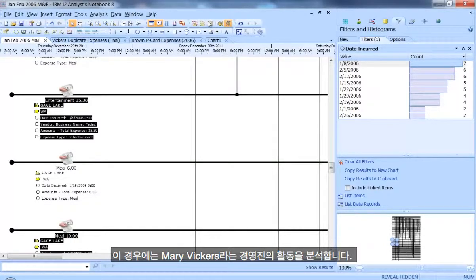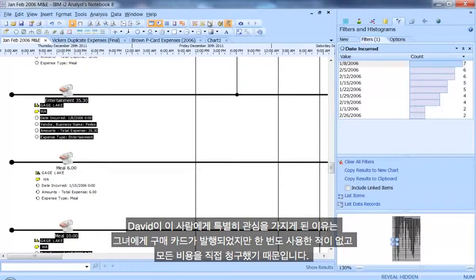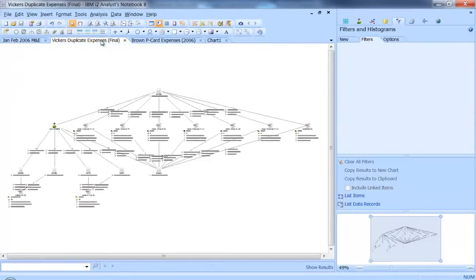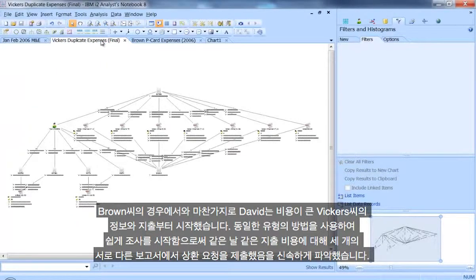In this situation, he analyzes the activity of an executive named Mary Vickers. He's particularly interested in her because although she has a purchasing card issued to her, she never uses it, but instead manually expenses everything. Just as he did with Mr. Brown, David begins with a large amount of Miss Vickers' information and expenditures.